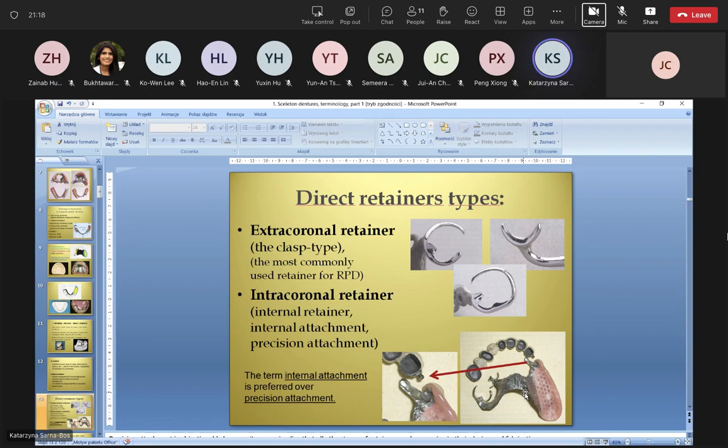This is a device which can be used for skeletal dentures. Of course, the precision attachment also provides retention, and it is much more aesthetic than the clasp type. The term internal attachment is preferred over precision attachment. Next slide.